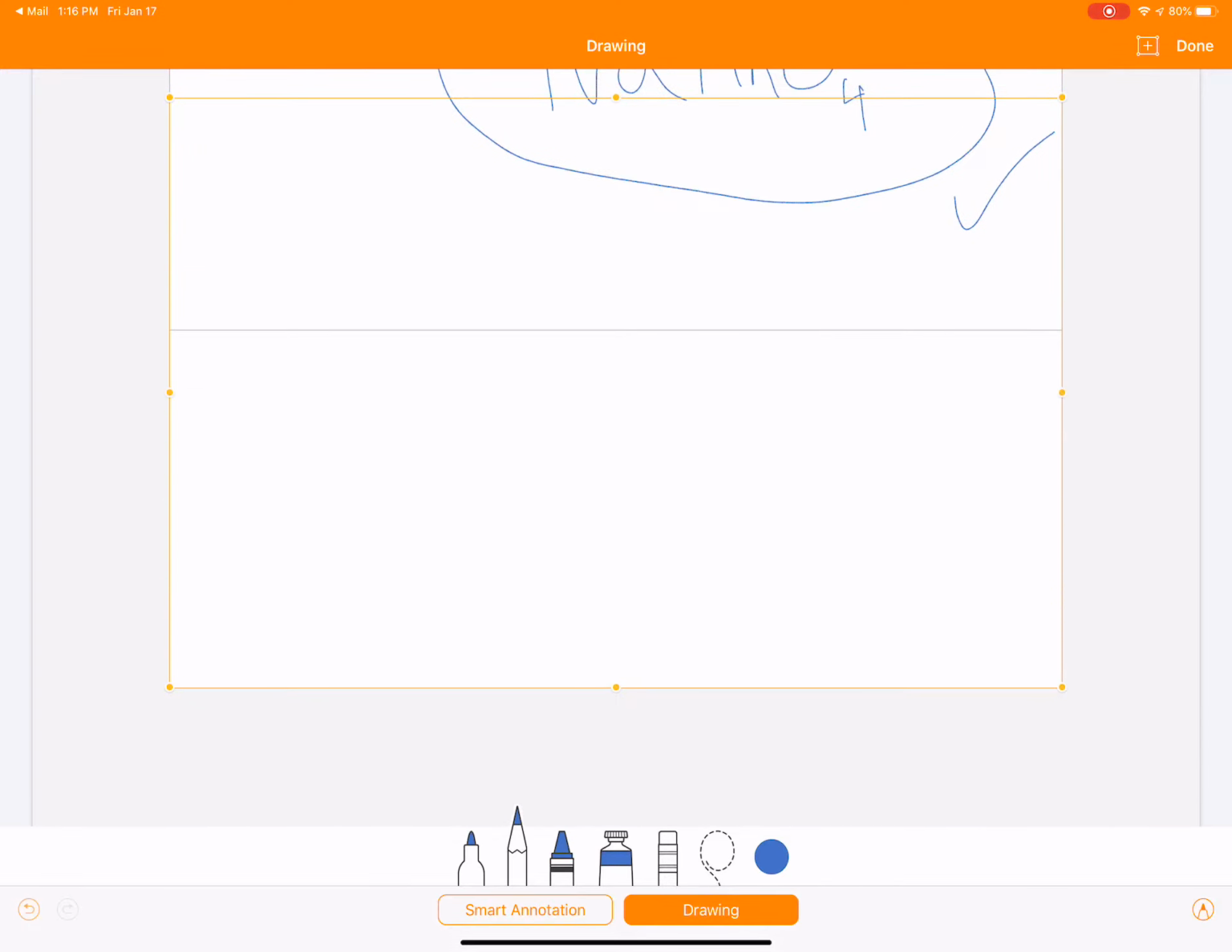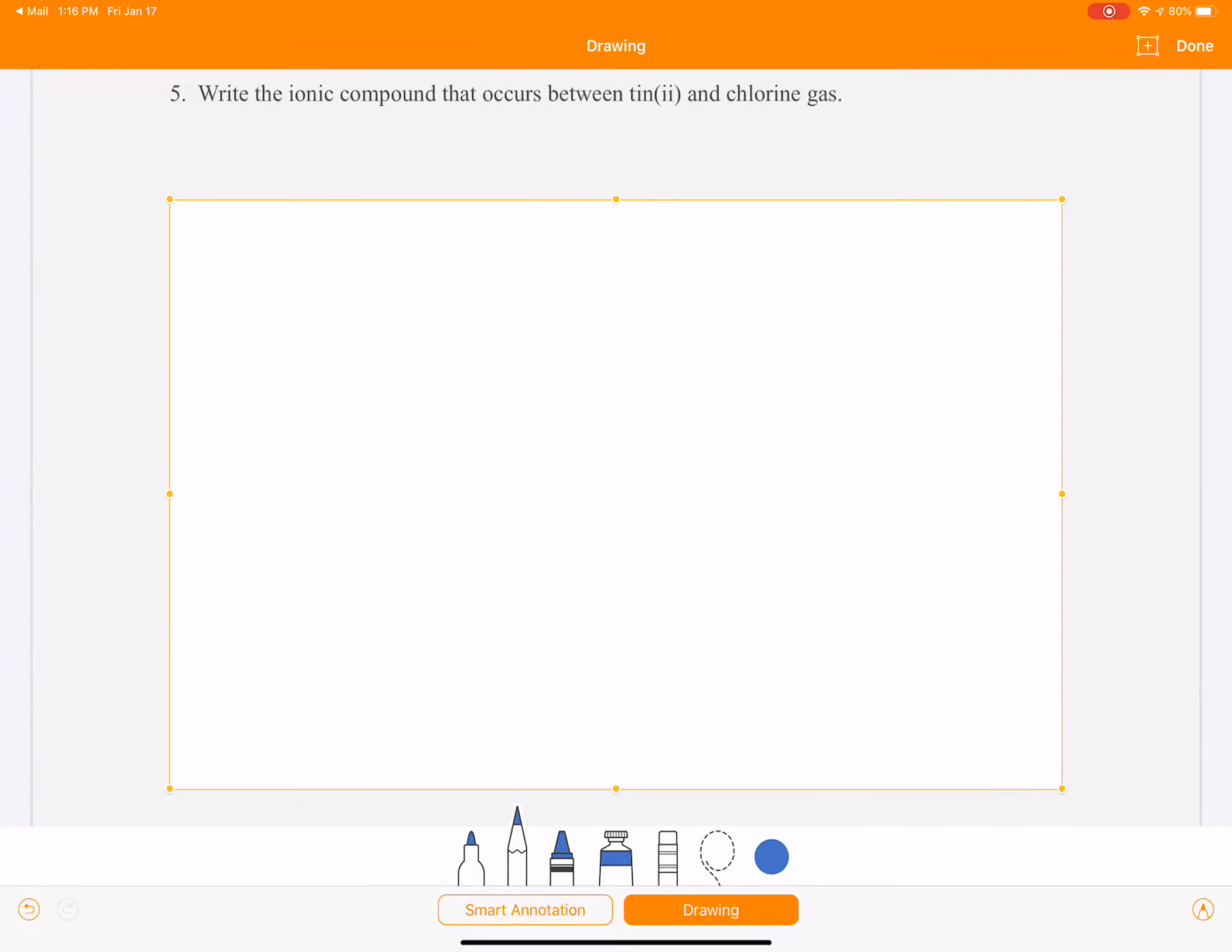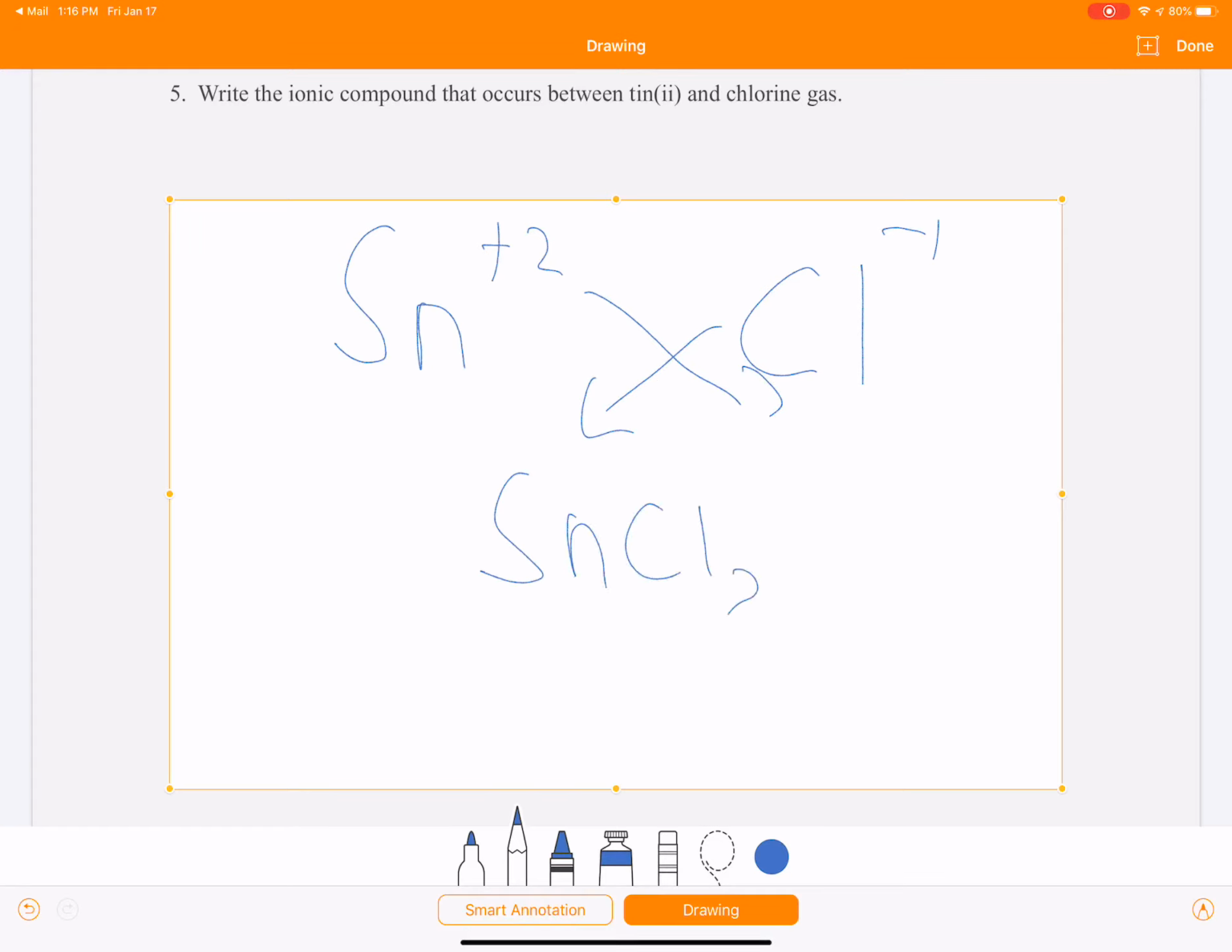Last one here is another transition metal bond, and it's between tin 2 and chlorine gas. So we have tin, Sn, and we're told it has a +2 charge, and we're given chlorine. Now we know chlorine has a -1, so we swap, and we get SnCl2, tin 2 chloride. Tin has a +2 charge, and chlorine has a -1, and we have 2 of them. So that gives us 0, which means we did it right.